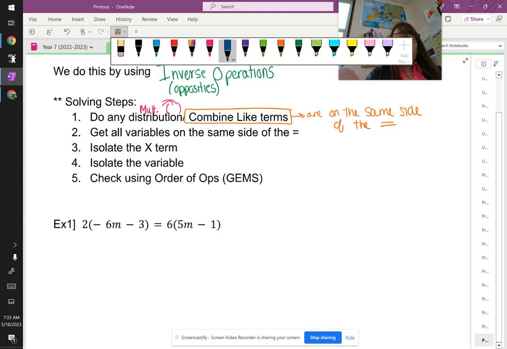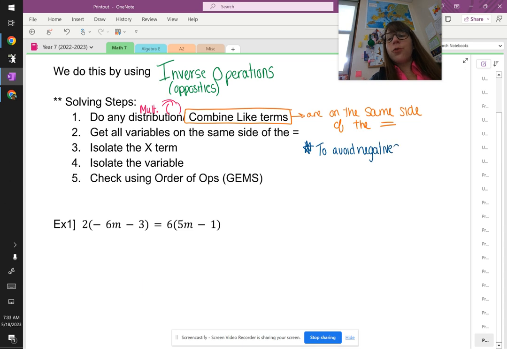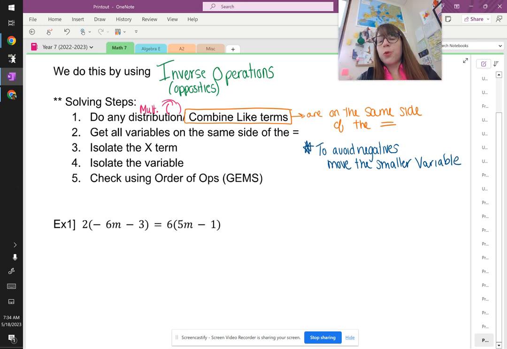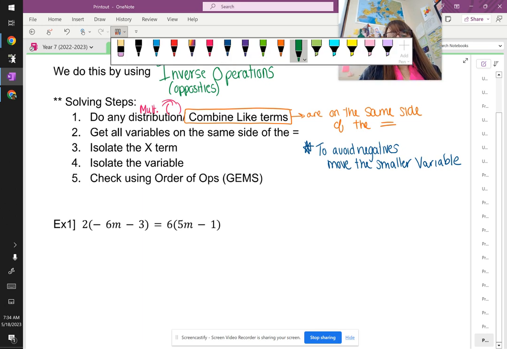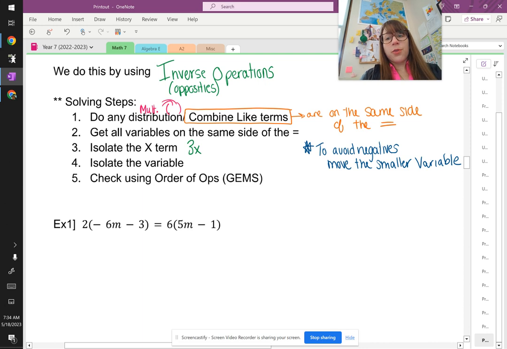So after doing that, you're going to jump to step 2, which is get all the variables on the same side of the equal sign. And to avoid negatives, you can move over the smaller variable first. So if you have like a 3x and a 4x, you would want to move the 3x because that's the smaller one.